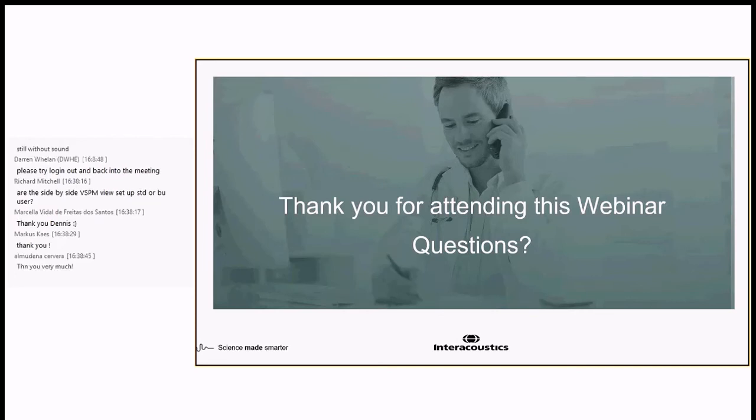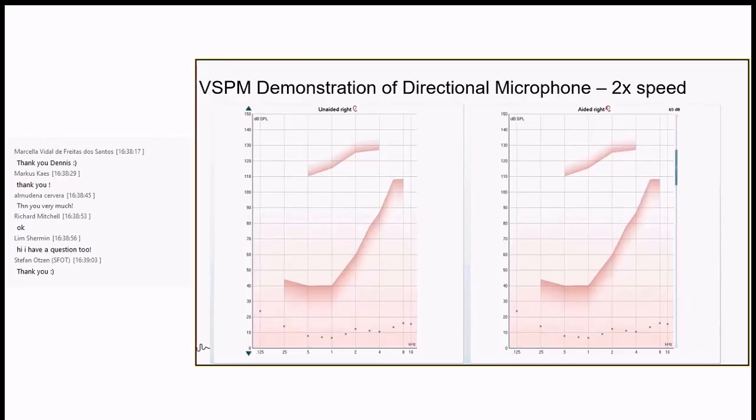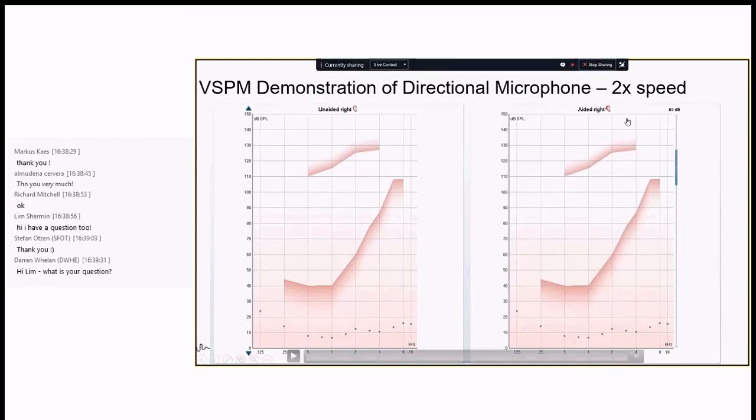So his question is, are the side-by-side VSPM views set up as standard or by the user? So the side-by-side view that I have there, I can go back to that in my presentation as well. Let me just pull that up. This view here is by default, actually. So we've got on the left-hand side, unaided, and this is showing what's coming in at the reference microphone of the headset. And then we have aided, which is showing what's being measured by the probe microphone of the headset. So in a way, you could look at this as the signal that's coming in and then what we're measuring out from the hearing aid, so before and after. So yeah, this is a standard view.